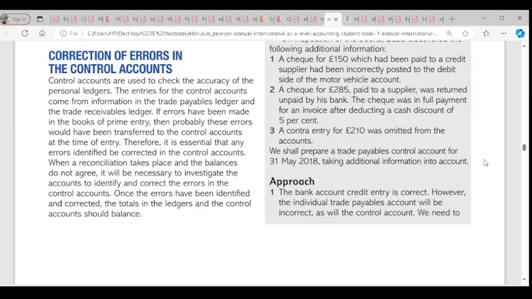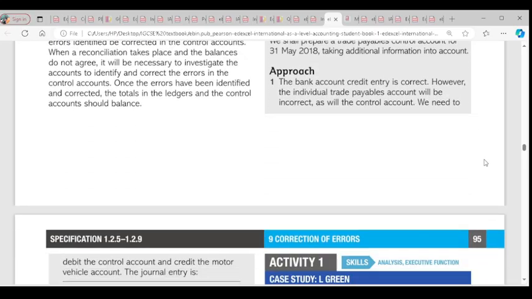So the point here is that as soon as a business finds out that the trade receivable account has an error or the trade payable account has an error, it is important to correct the control account, because the control account will also have errors. That takes us to activity 1.